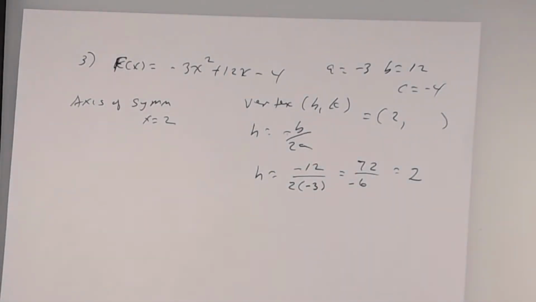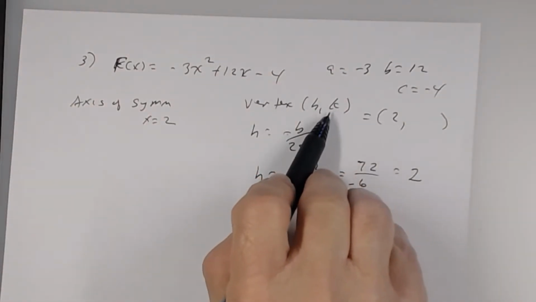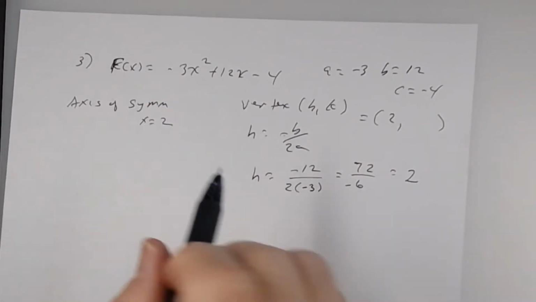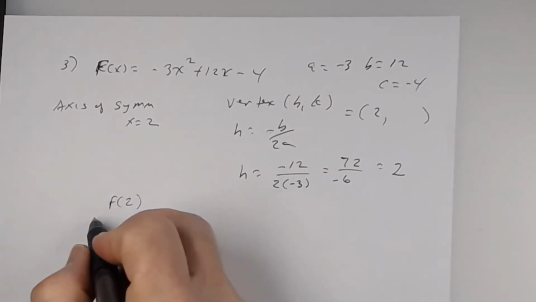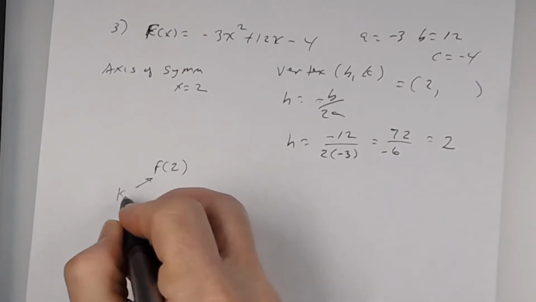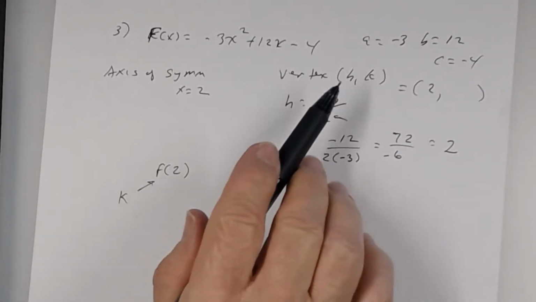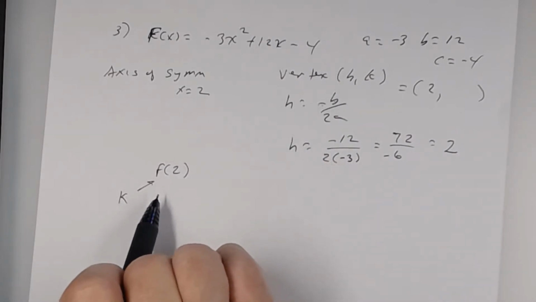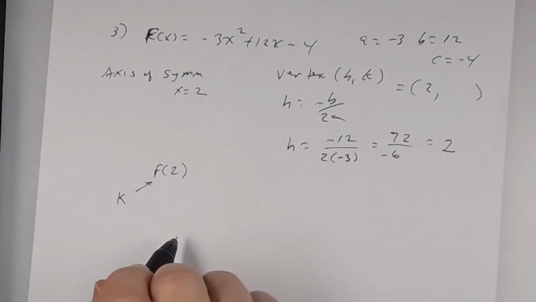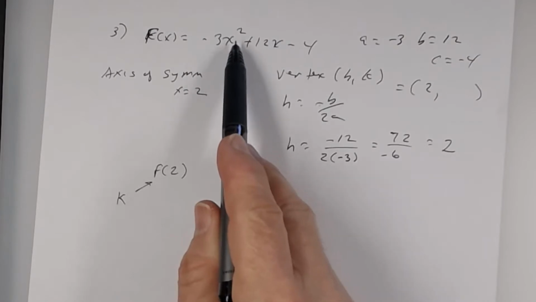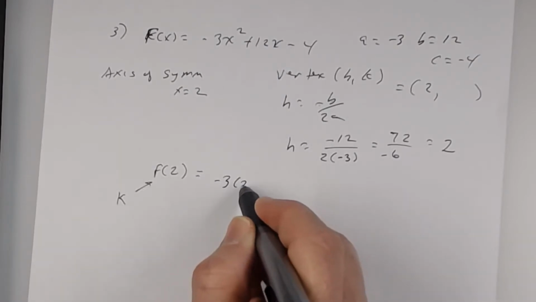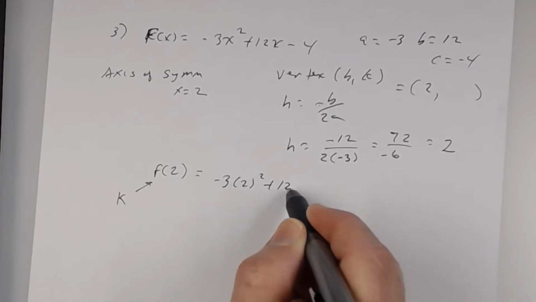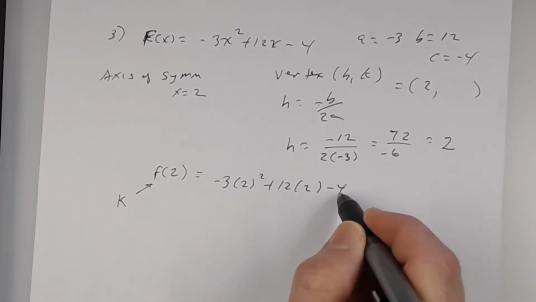All right. So how do you find the y coordinate of the vertex? You got to find f of what? F of 2. So that's going to be equal to k. So k will be f of 2. So how to find f of 2? Where we see the variable x, what do you plug in? 2. So get negative 3 times 2 squared plus 12 times 2 minus 4.